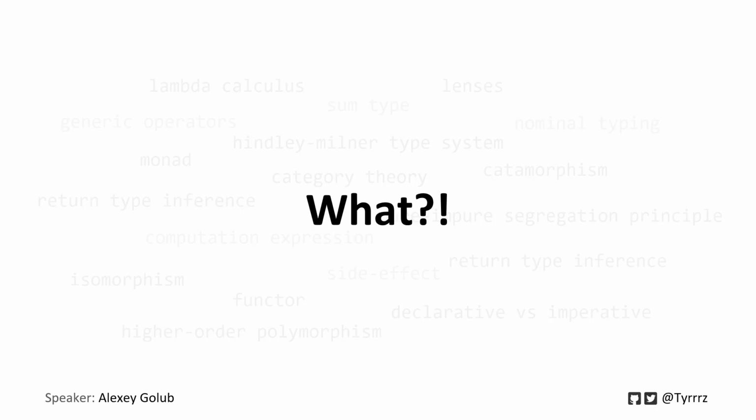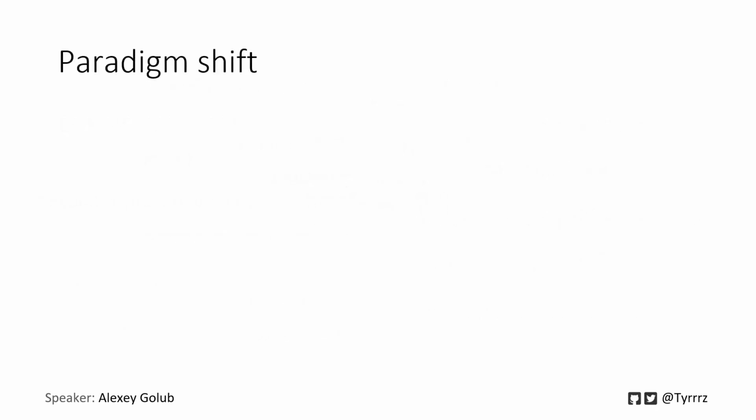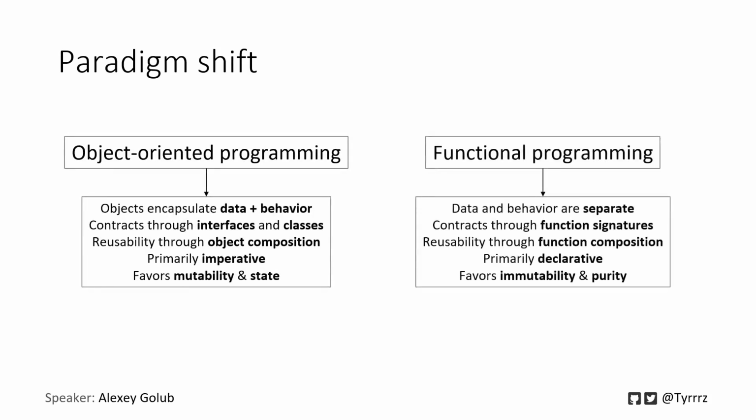And in big part, that's because there is this paradigm shift that occurs when you go from an OOP-first language, for example C#, to an FP-first language like F#. In object-oriented programming, for example, we have the concept of an object that we use to encapsulate relevant data and behavior together. We then have constructs through interfaces and classes, and we achieve reusability through object composition. This approach is also primarily imperative and favors mutability in state, because when the data changes over time, we have to overwrite it inside the object that encapsulates it, which leads to mutations.